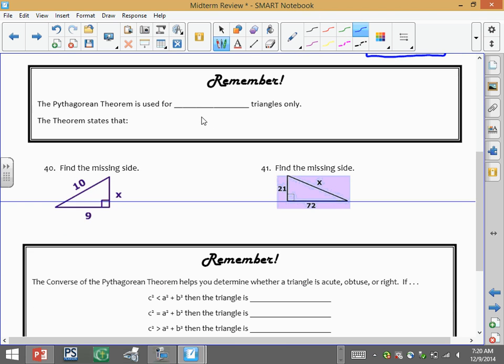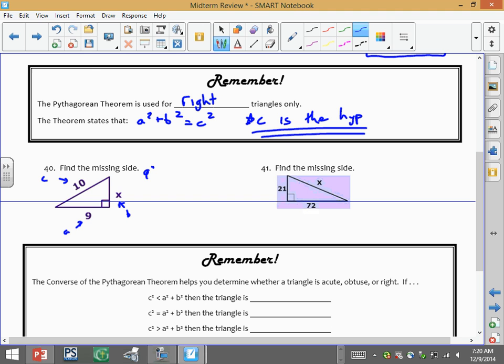So Pythagorean theorem, remember we only use Pythagorean theorem for right triangles. And remember it's a squared plus b squared equals c squared. And here c is the hypotenuse. You always want the hypotenuse to be by itself. So here's your c, and then a and b really don't matter as long as you put c as the hypotenuse. We have 9 squared plus x squared equals 10 squared. So now it's just a matter of working this out.